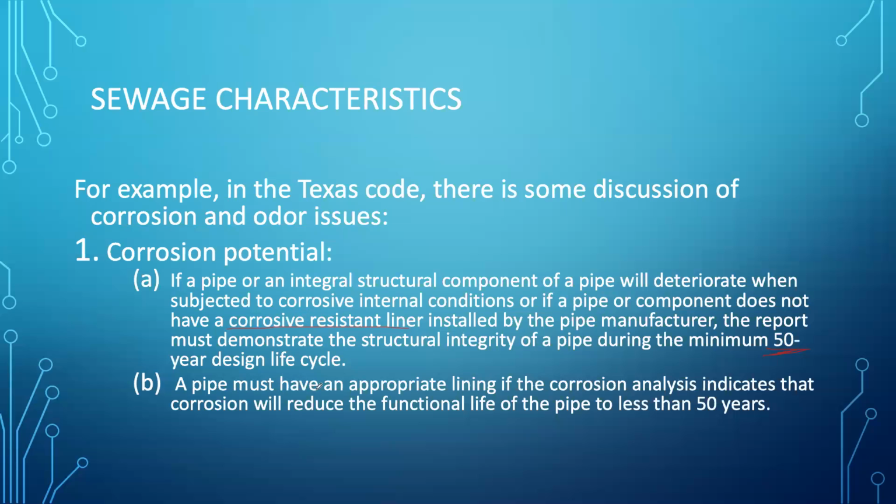And then it also specifically says the pipe must have an appropriate lining if the corrosion analysis indicates that corrosion will reduce the functional life of the pipe to less than 50 years. So the people that wrote this were attorneys. Those were like lawyers, which rhymes with liars. They didn't have the guts to say, use corrosion resistant pipe or use a polymer pipe. They did this way of saying the same thing.